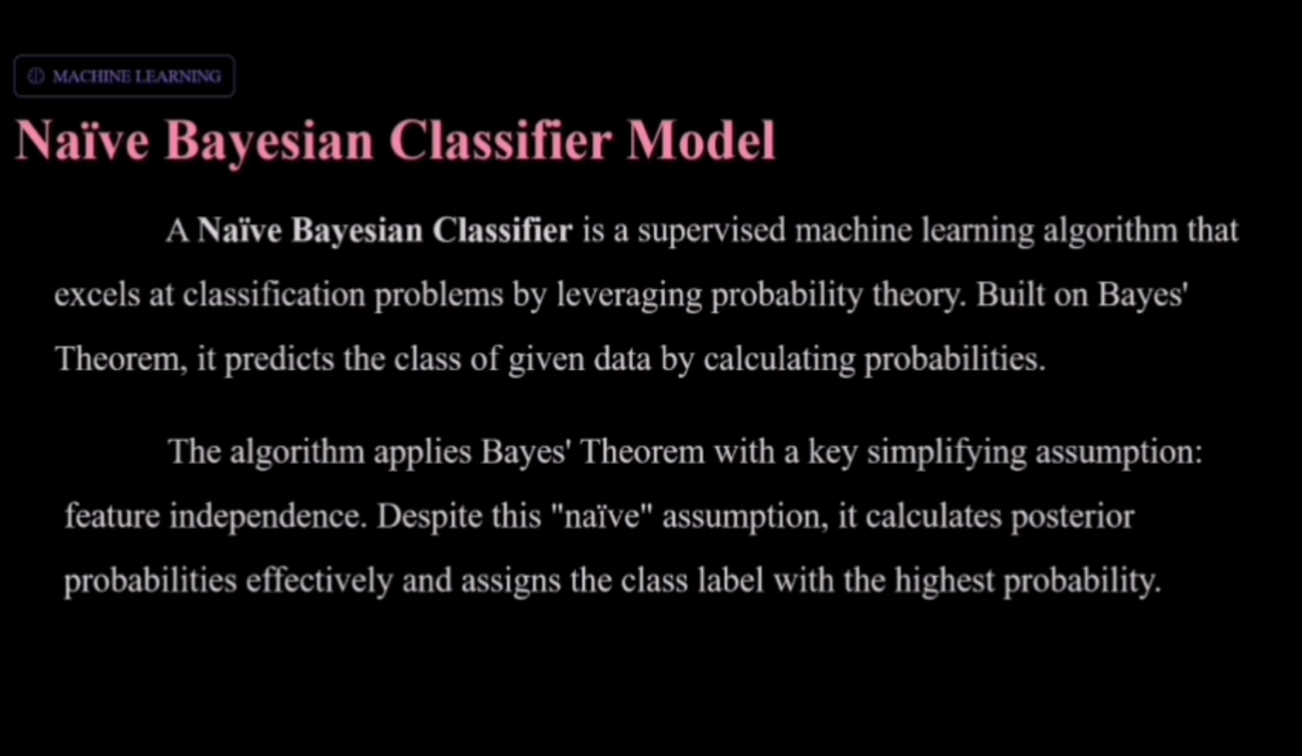It works using probability, specifically Bayes theorem. The reason it is called naive is because it assumes that all features are independent of each other. Even though these assumptions may not always be true in real life, the algorithm still performs surprisingly well. It calculates the probability of each class for a given data and predicts the class with the highest probability.